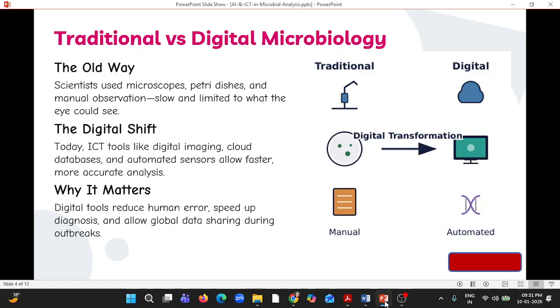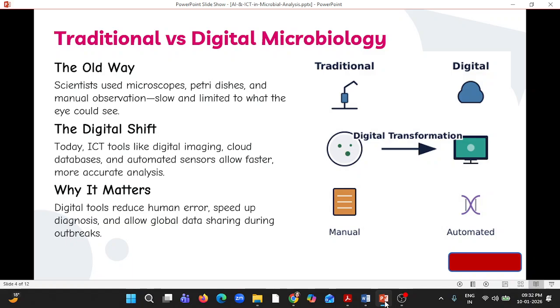But with the integration of ICT and digital technologies, microbiology has transformed significantly. Digital imaging systems provide high resolution visualization, automated sensors and instruments enable continuous monitoring, and cloud-based databases store and share massive biological databases. The techniques such as automated microbial identification, genomic sequencing, and AI-based image analysis allow the rapid, precise, and reproducible results.